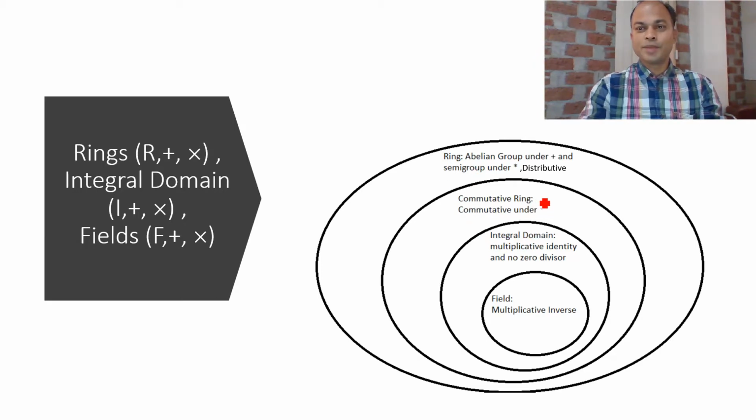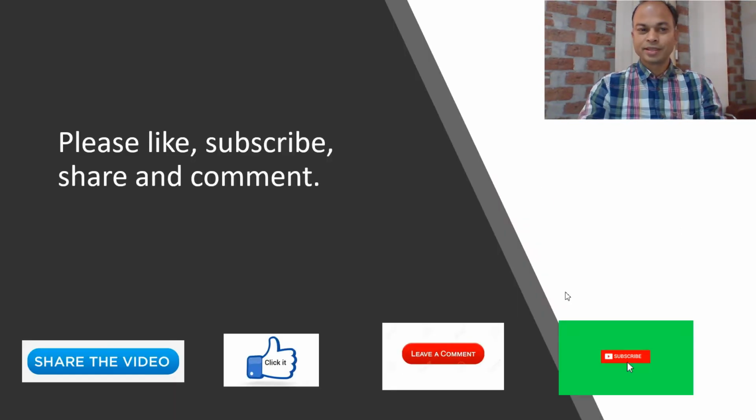If we talk about the commutative ring, in the ring, the commutative property under multiply is added. If we talk about the integral domain, further multiplicative identity and no zero divisor are added in the commutative ring. Then this concept is called an integral domain. If we talk about the field, then further multiplicative inverse is added in the integral domain. Then this concept is called a field.